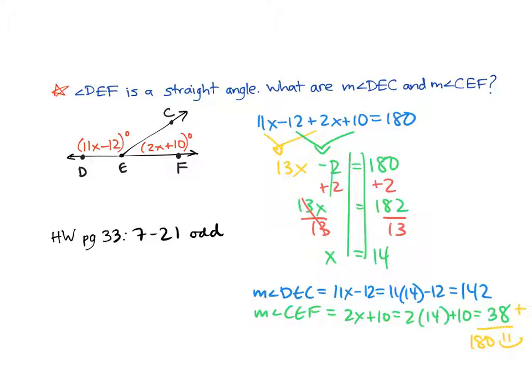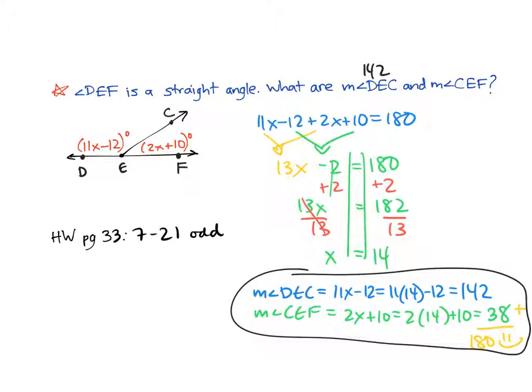Okay, so you should have gotten, I wrote it down here, 142 and 38. And if you add those together, you get 180. Yay. Okay, there you go.